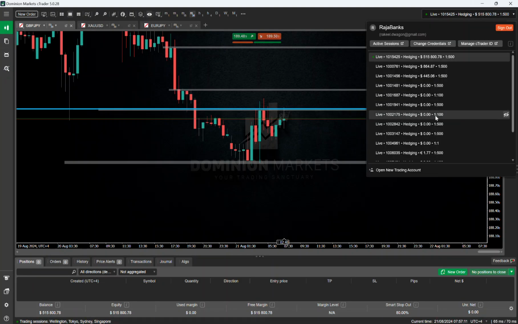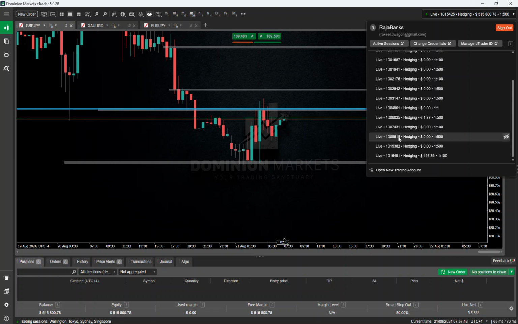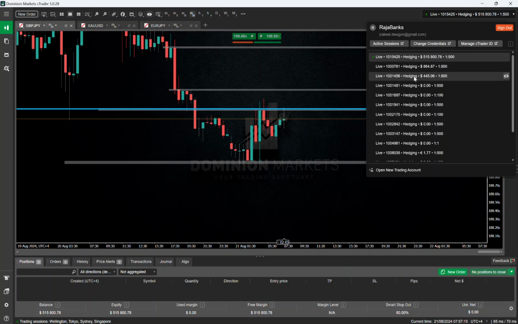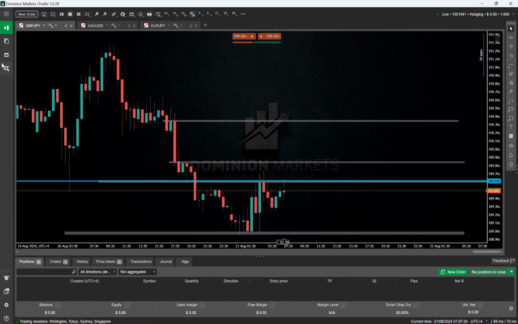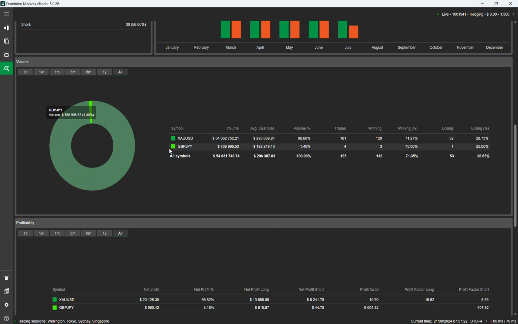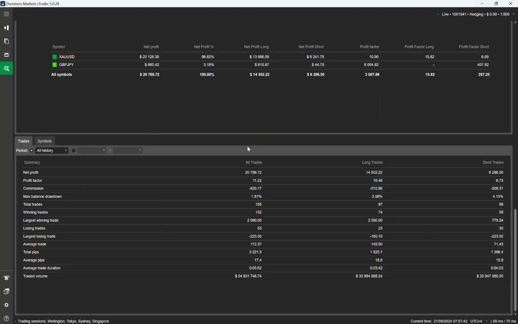If I go to my other account, let's take a look at this 1001941. Yeah, 1001941. So this one over here, if I go over here, the total volume I traded was about 54 million, and 1.4% of that was on Pound Yen. I took about 4 trades on Pound Yen. That's it. So I've just been focusing on gold now.